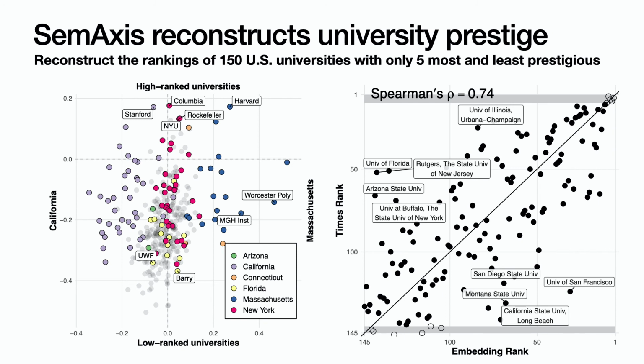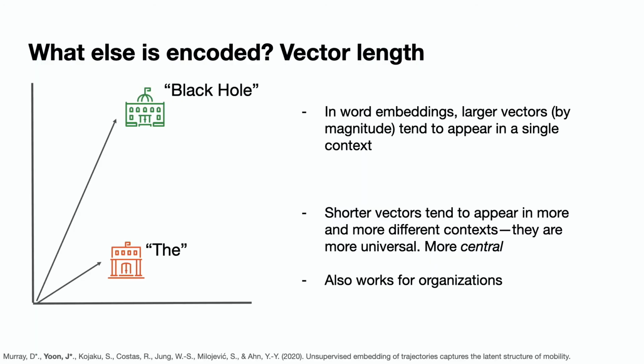We also find that the size of the organization vector provides insight into the characteristics of the organizations. In word embedding, words used in a single context, like black holes, tend to have larger vectors, while words that appear in many different contexts, like the, have shorter vectors, because they are more universal, more central. This also works for organizations.